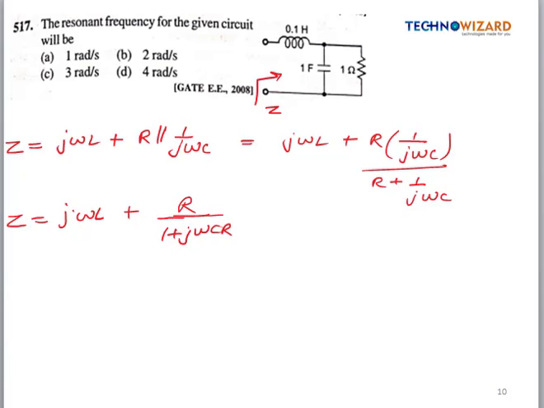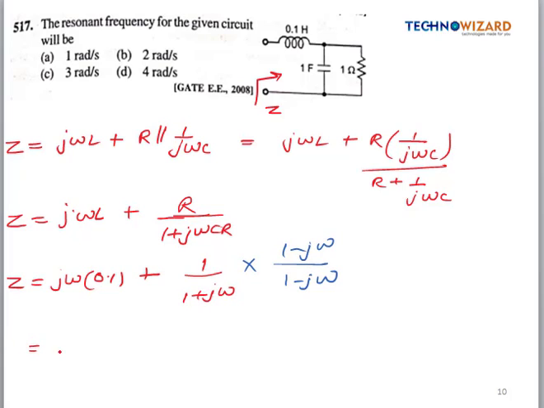So now let's substitute the values of R, L and C. The L value given in the question is 0.1, plus R is 1 divided by 1 plus j omega, since C and R values are 1. So now let's rationalize this term. So this will be 1 minus j omega divided by 1 minus j omega. So this will be equal to j 0.1 omega plus 1 minus j omega. Then a plus b into a minus b gives 1 plus omega square. So now let's take the LCM as 1 plus omega square.